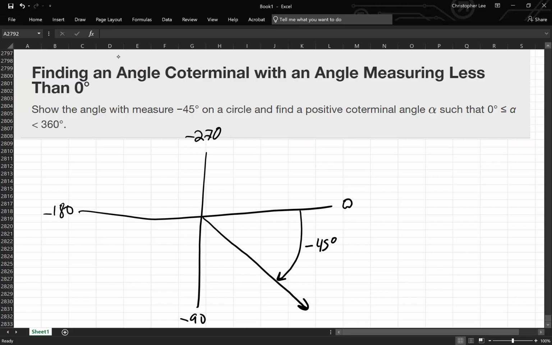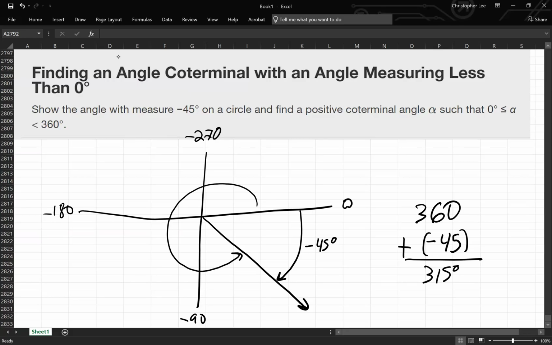But I want the coterminal one. So how could we get that? What do you think? Just add 360 to it. So 360 plus negative 45 is what? 335? 325? 315, okay. All right, so that means that the coterminal angle will be this one, 315 degrees. And that's it.